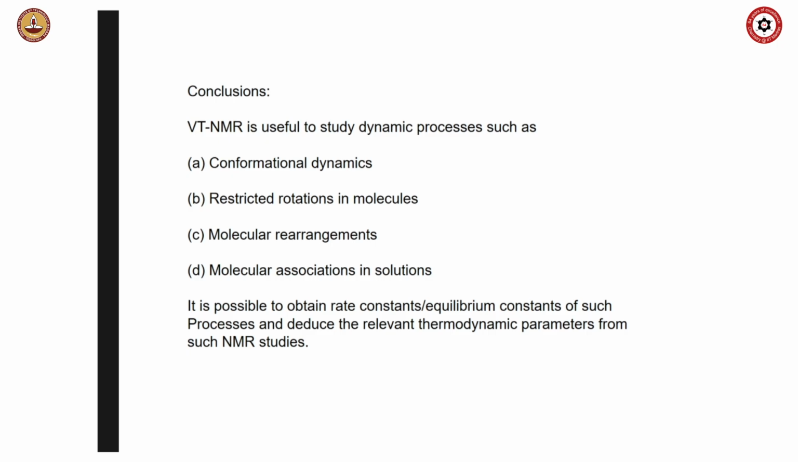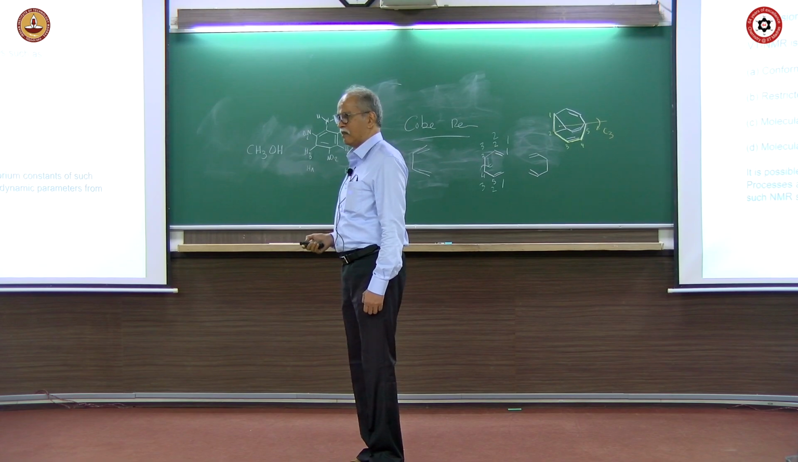In conclusion, we arrive at these conclusions. VT-NMR is useful to study dynamic processes such as conformational dynamics, restricted rotation in a molecule, molecular rearrangement, and molecular association in solution. So I gave examples for each one of these. And then it's possible to obtain rate constants and equilibrium constants of such processes, and deduce the relevant thermodynamic parameters from such NMR studies.